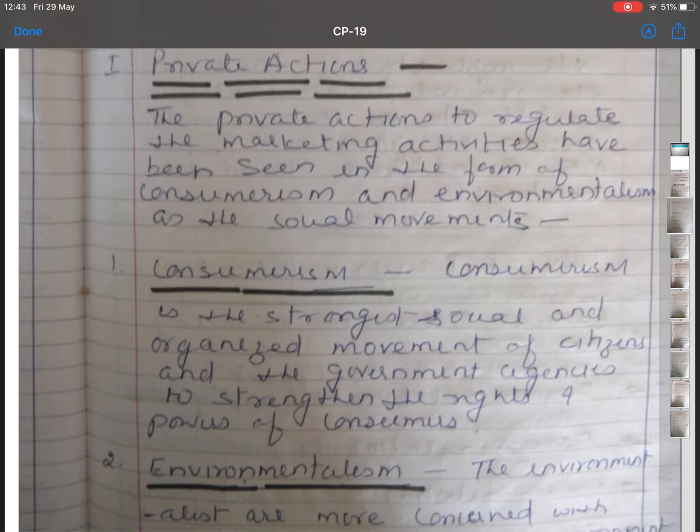Consumerism is the strongest social and organized movement of citizens and government agencies to strengthen the rights and powers of consumers. So with consumerism, we can regulate marketing activities. We can stop unethical activities of the marketers and we can regulate ethical activities of the market. We can check it with the help of consumerism.